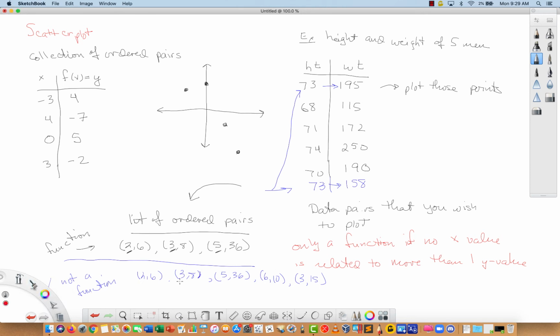It's not a function because the domain value 3 is associated with the 8, and the domain value 3 is also associated with the range value 15. So this list of ordered pairs is not a function.